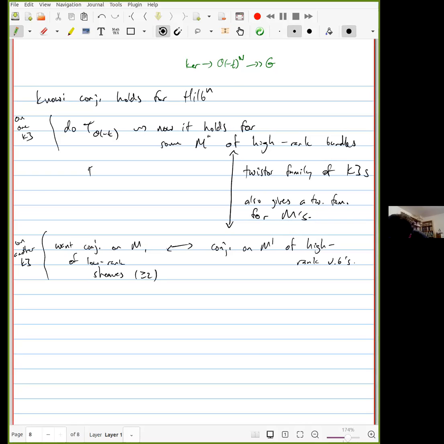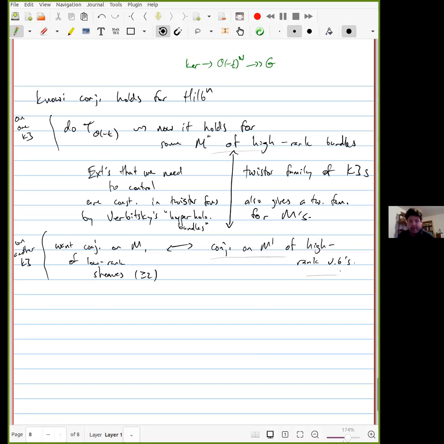And then the Ext groups that we need to control, I said we need to control these Ext groups between wrong way slices of the universal bundle. These are constant in twistor families, by work of Verbitsky on hyperholomorphic sheaves, hyperholomorphic bundles. So if we controlled the Ext groups over here, and then we do this twistor family, then we still have control of them over here. In a general deformation, you don't have control, but in this particular deformation, you do. And so you get the conjecture in general over here.